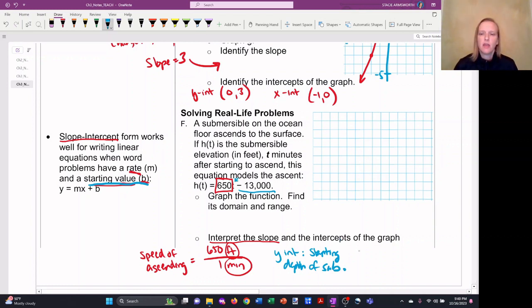About the meaning of the x-intercept. The x-intercept is going to be, remember the x-axis is going to be like the t-axis here. So that's going to be the number of minutes it takes the submarine to get up to 0 feet, to fully ascend from its current depth. So the x-intercept is the time it takes the submarine to reach a depth of 0.